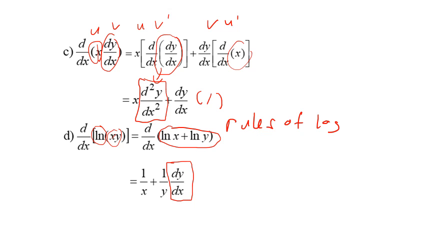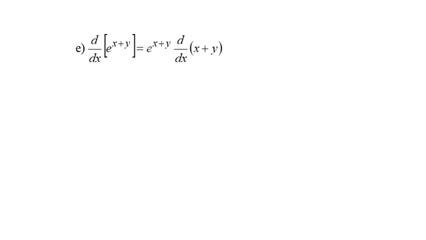Okay, so now we move to question E. For question E, we have the exponent e to the x plus y. Remember, to differentiate an exponent, first we copy the exponent, and then we differentiate the power. So we copy e to the x plus y, and then the power here: differentiate x is 1, and differentiate y is dy dx. That will be the answer, nothing to simplify anymore.